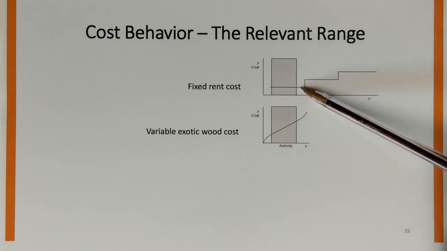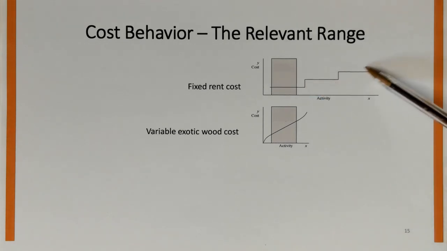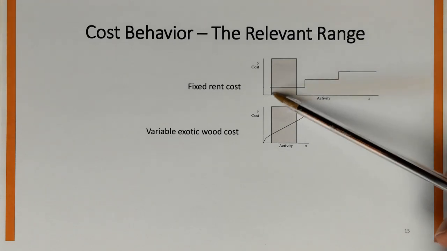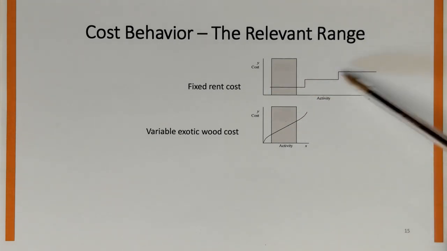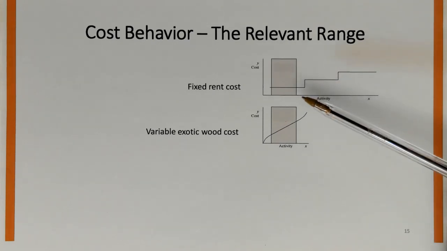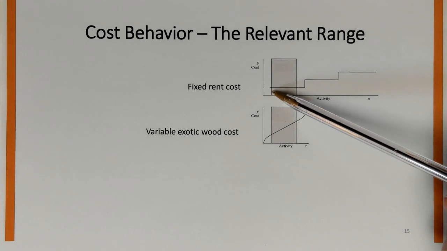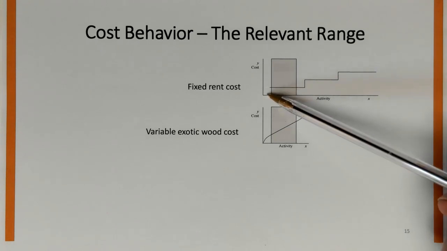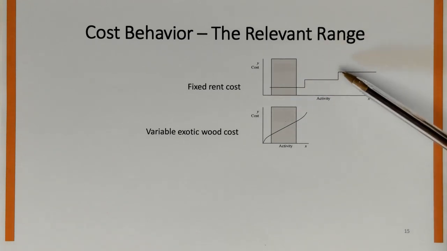Now, if you're going to make 2,000 or 3,000 mailboxes, you're going to need more space. So you're going to probably rent another building or perhaps two more buildings to house additional factory space to make the additional mailboxes. So what we see is fixed cost, really, in the bigger picture, it does vary, you see. Now, our normal range for this company is right in here, the area shaded in gray. This company, the small mailbox company, generally is going to produce between 300 mailboxes and 1,000 mailboxes. That's it. They're probably not going to produce just one or two mailboxes. They're probably not going to produce thousands.